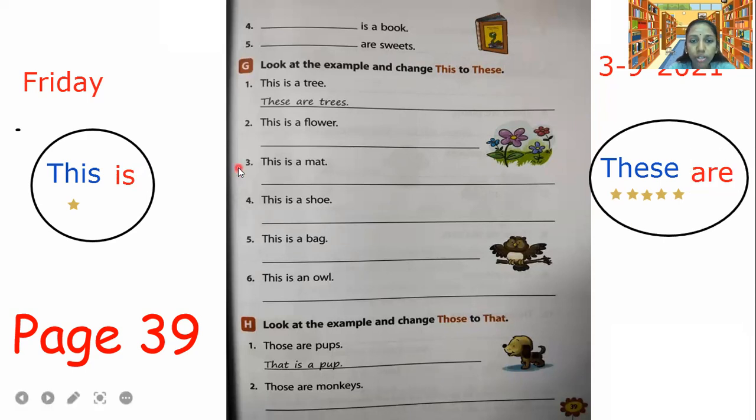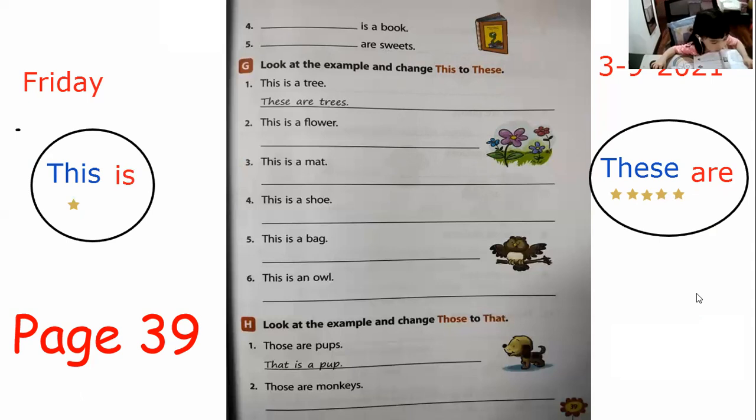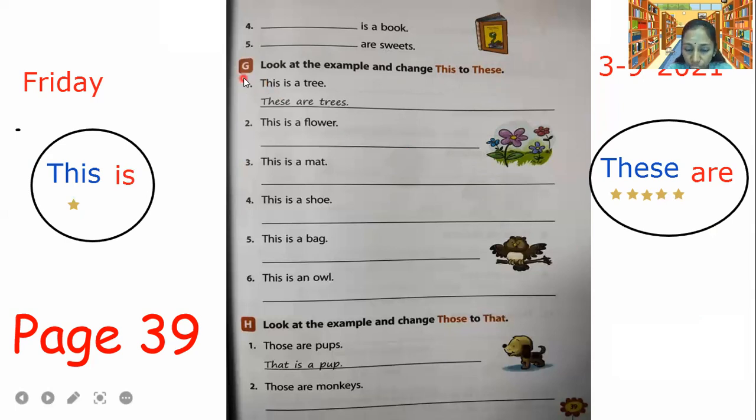So this is the activity that we are going to do. We have activity G. Yes, Annabelle, you may go. Okay, so children, let's look at exercise G. Teacher is going to read the instruction to you and I want all of you to listen, okay?